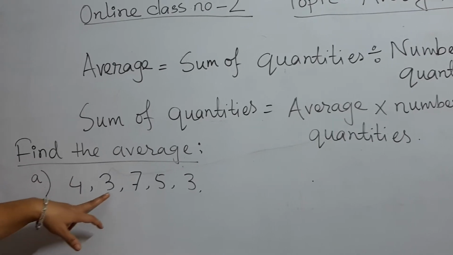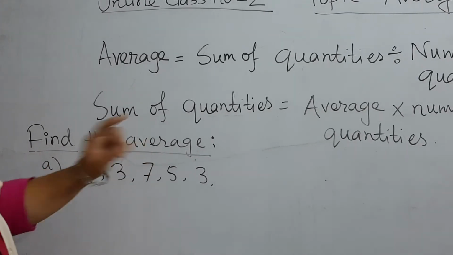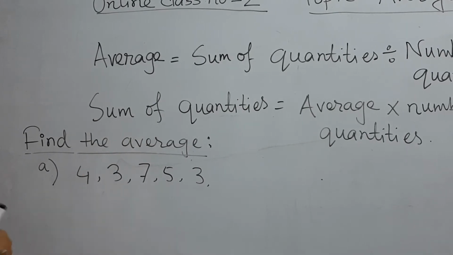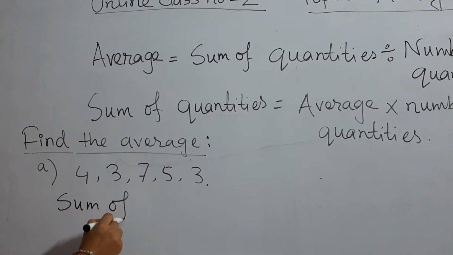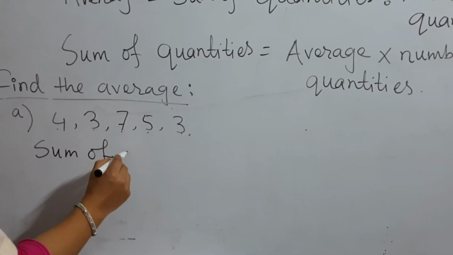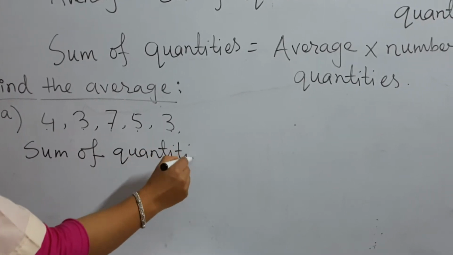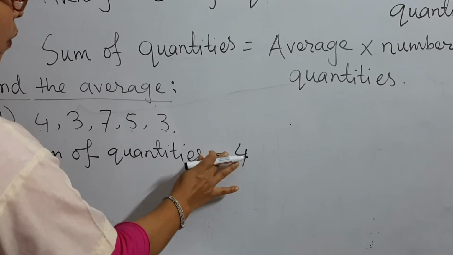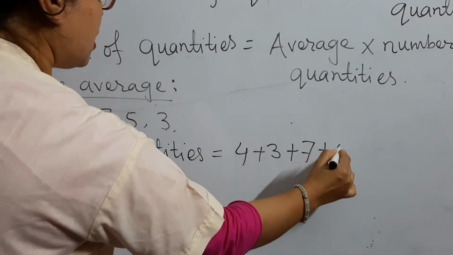Here is given to you one question, that is, find the average. So first, the sum of quantities. The quantities are 4, 3, 7, 5 and 3. Let's find out the sum of quantities. That is 4 plus 3 plus 7 plus 5 plus 3.